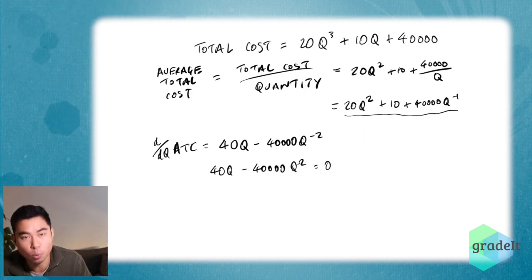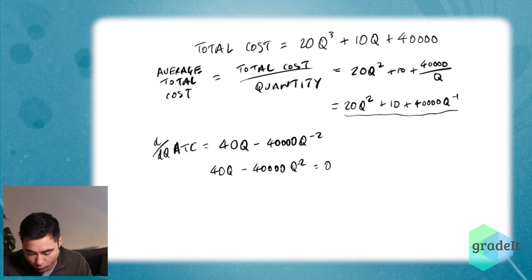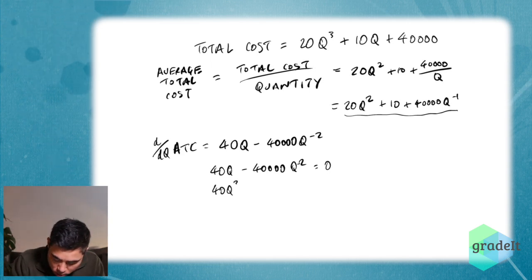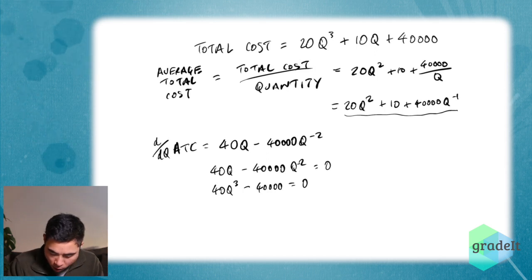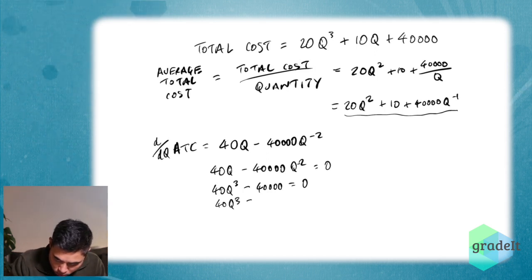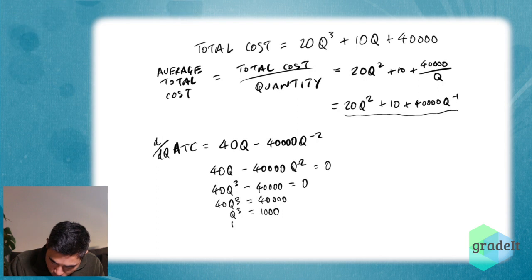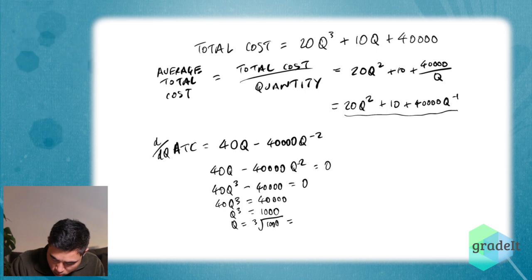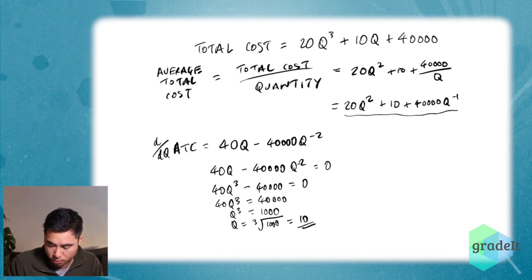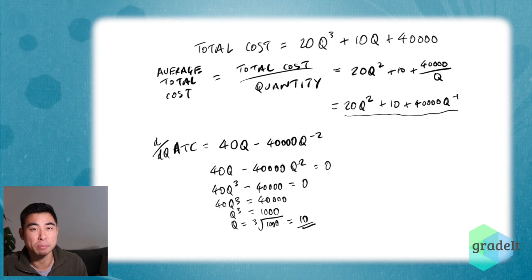Solving this, how do I solve it? Well, I need to multiply through by q squared to give me 40q cubed minus 40,000 equal to 0. And now I can just move 40,000 over to the other side, divide through by 40, which gives me q cubed equal to 1,000. So q equals the cube root of 1,000, which is just equal to 10. Okay, so now we've found the quantity which minimises average total cost.